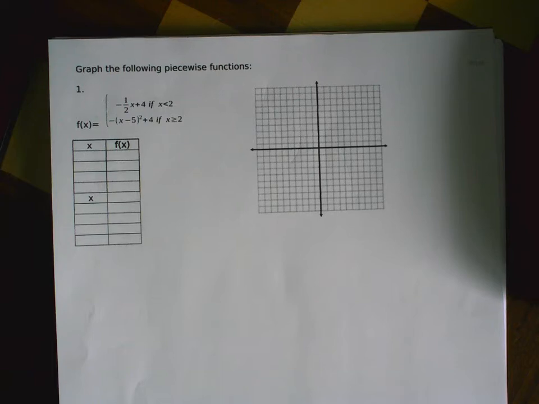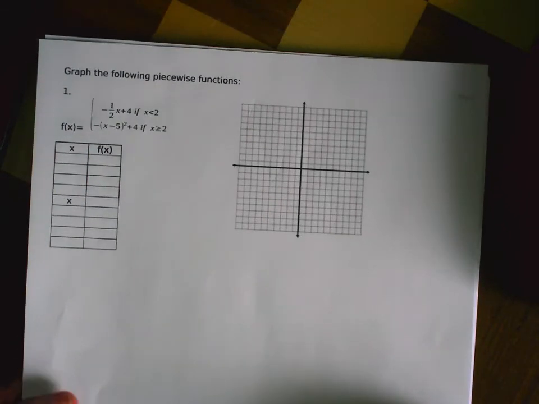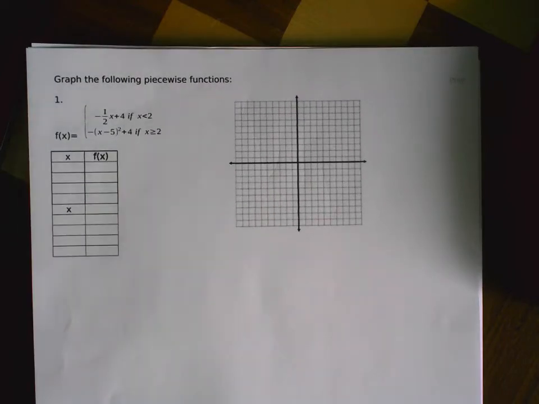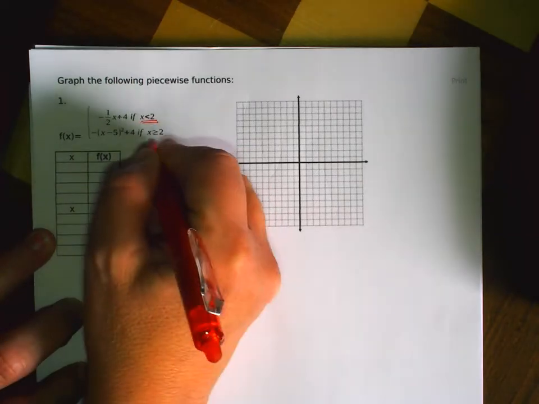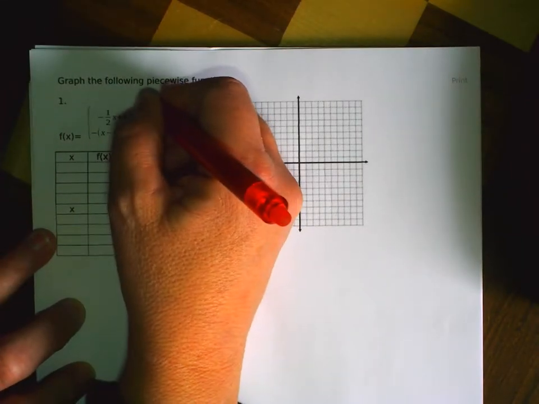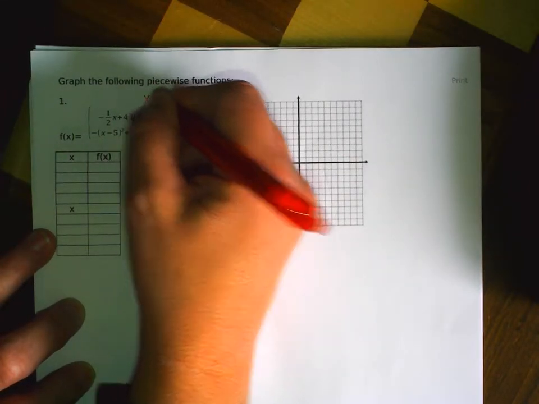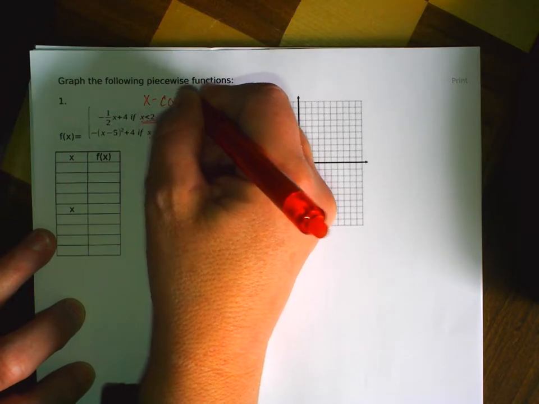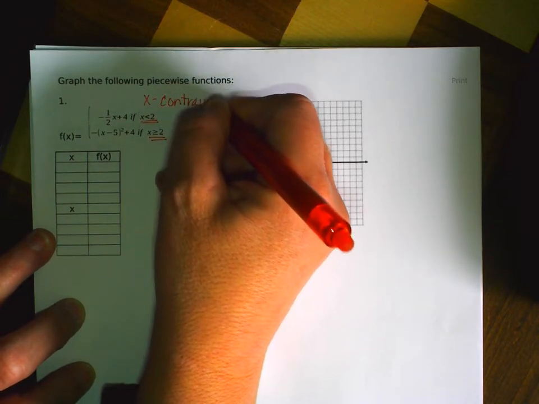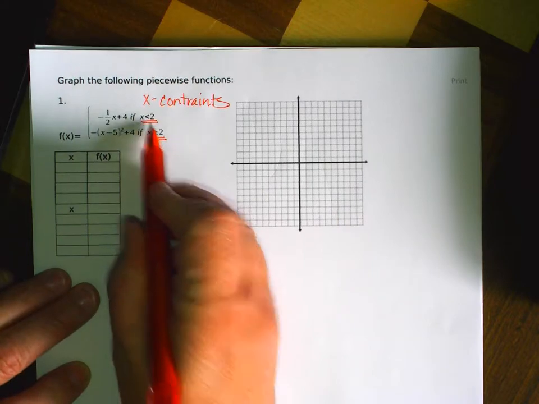Okay, this first video is an example of graphing piecewise functions. And really all it is is two functions being graphed on the same graph. The thing you really need to pay attention to are these constraints. These are your x constraints or domain constraints. And notice both of them are positive 2.